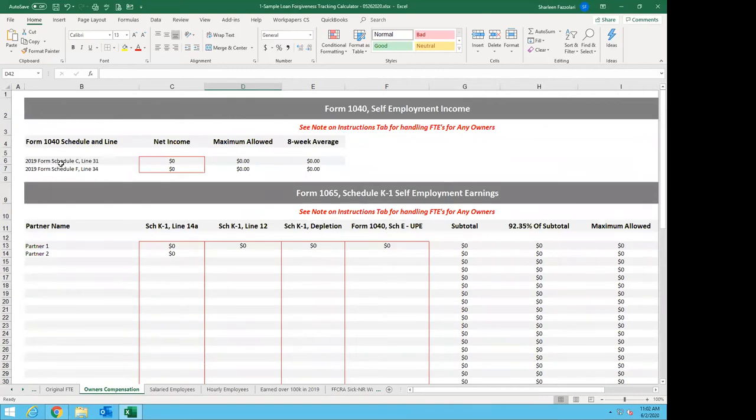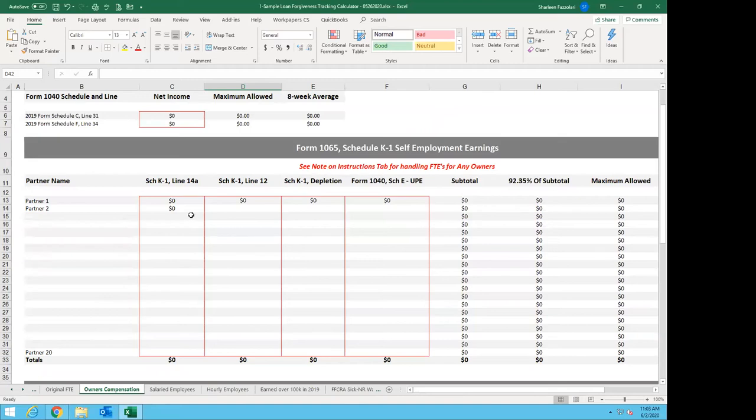This section here is for the 1040s, for the Schedule C, Schedule F self-employed individuals. What you put in here is your 2019 income from your Schedule C or Schedule F. And what it does is it calculates that 8/52 of 2019 as the allowable amount, a wage equivalent for a Schedule C or Schedule F for 2020. For the partnerships, similar to the Schedule Cs, you use information from your K1, you enter the information from 2019, and it calculates the 8/52 to basically equal a wage compensation for the self-employed partners.